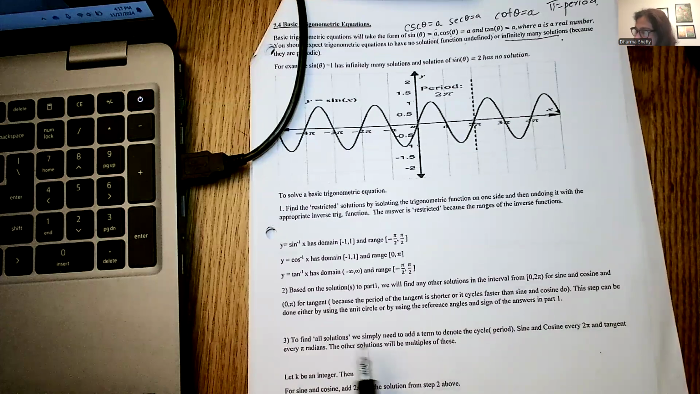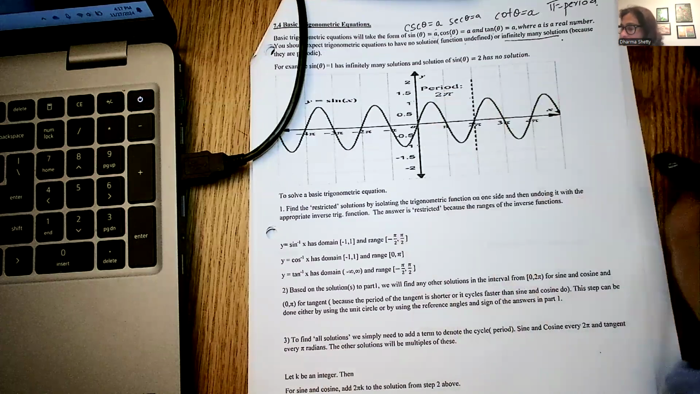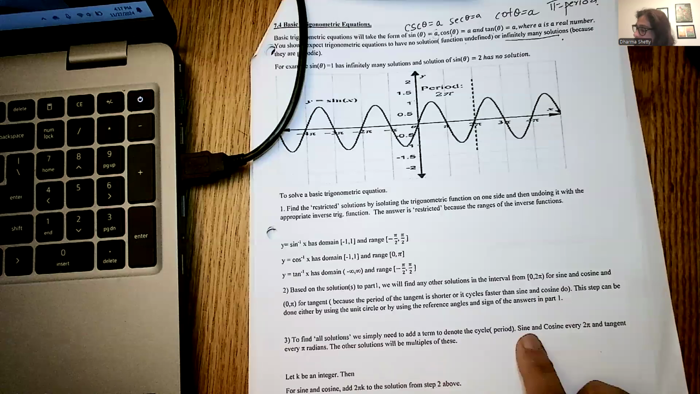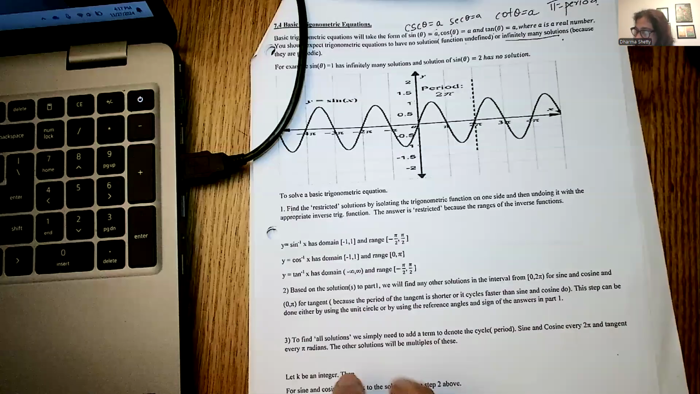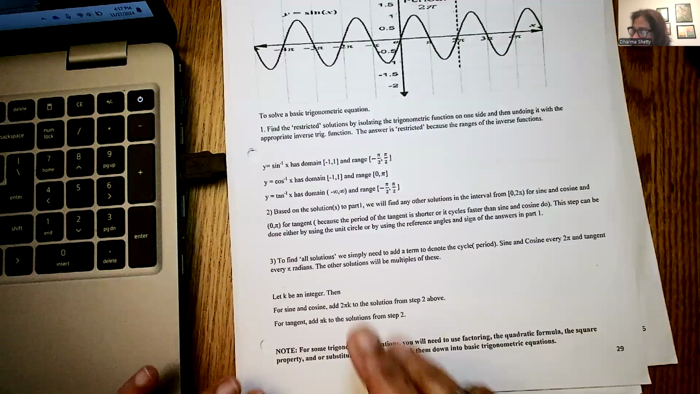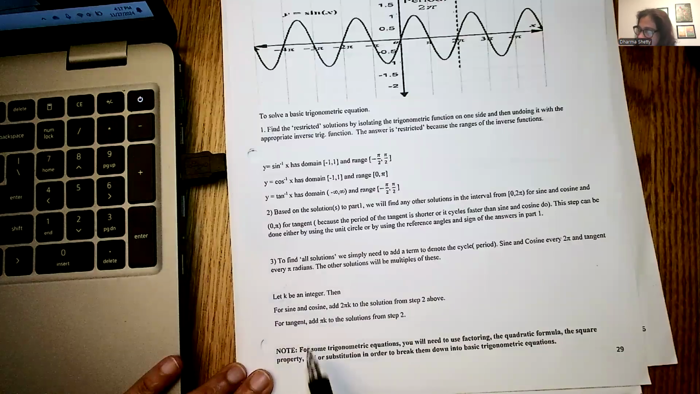Okay. Now, we talked about how it is periodic, so the same value repeats for some other angles. How do we find that? Since sine and cosine repeat every 2 pi and tangent repeats every pi radians, the other solutions will be just multiples. Let us assume k is an integer. Now, on WebAssign, I'll assign homework for this section. Sometimes they will say n is an integer. Sometimes they will say k. So please watch or read carefully what the instructions are.